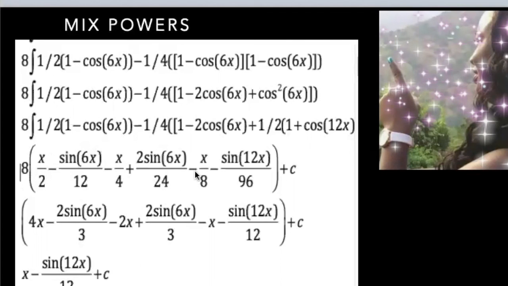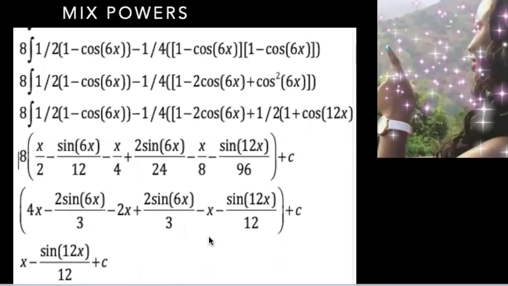The 8s cancel, that's why you're seeing a minus x. And 8 into 96 goes 12 times. 4x minus 2x, that's 2x. And 2x minus x gives us x. This part, they're the same, so it cancels. So we're left with sine 12x over 12 plus c.